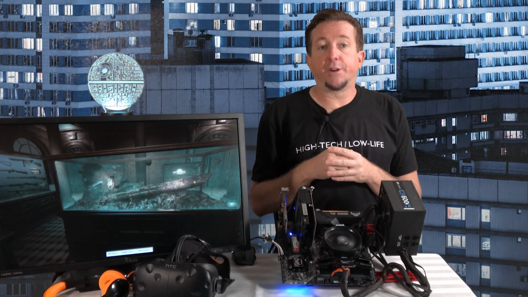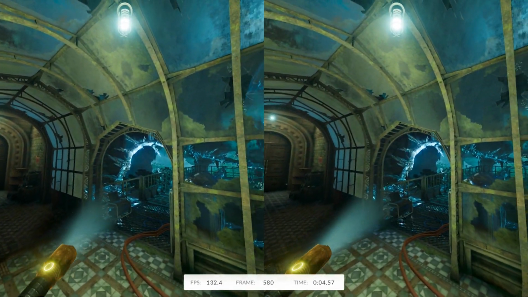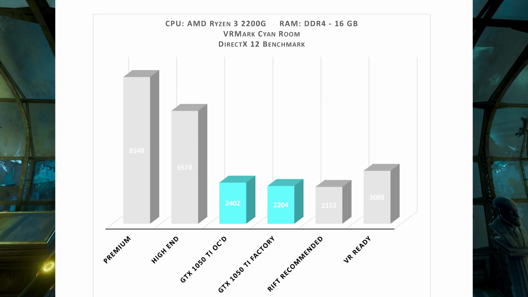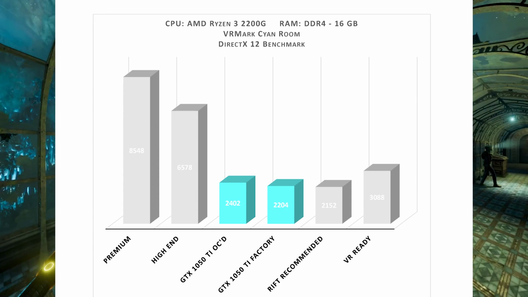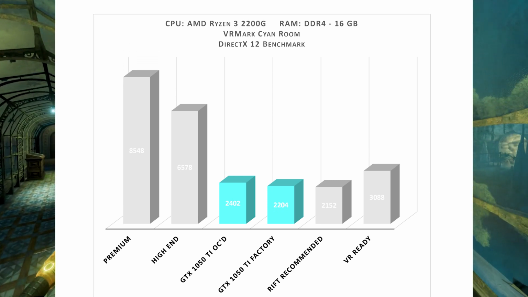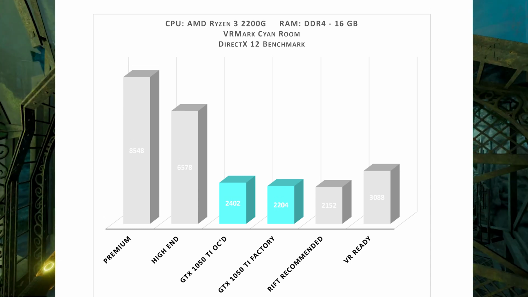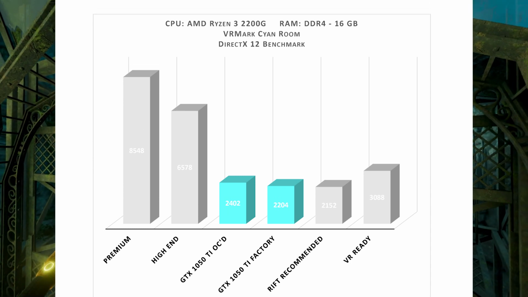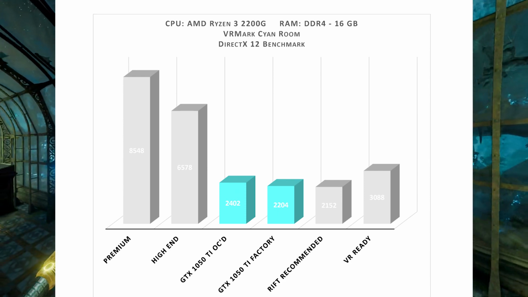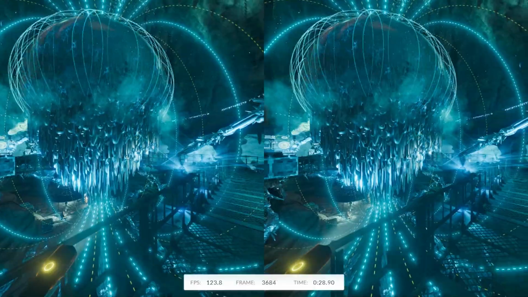Next is the Cyan Room benchmark. The Cyan Room benchmark tests the system utilizing DirectX 12. Here, once again, both of our scores come in just above the Rift minimum recommended marks at 2,204 and 2,402. While we again fall short of VRMark's VR-ready spec, it's looking like this little GPU may do okay if we are careful about what titles we play and their video settings.